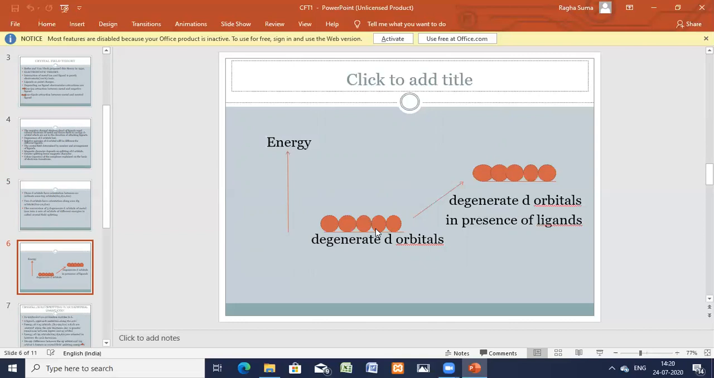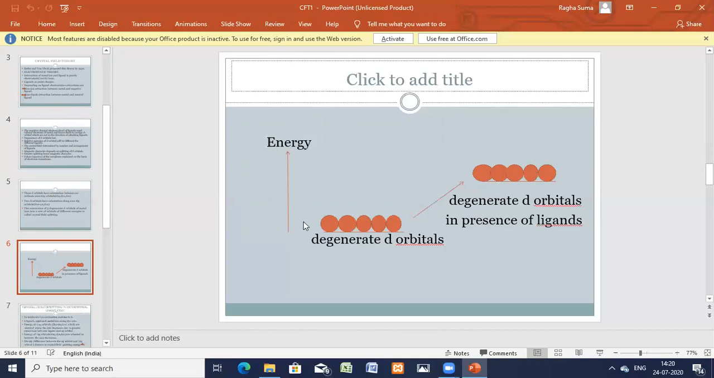Now, as the ligands are approaching, the energy is rising for these five orbitals. Degeneracy. Degenerate d orbitals in presence of ligands. What are you able to say? Energy is increasing. Previously, it is only this much. Now, it has increased in presence of ligands. The energy has increased. So, this is the way.